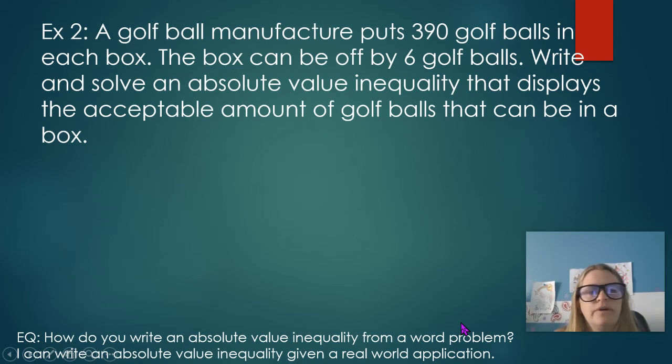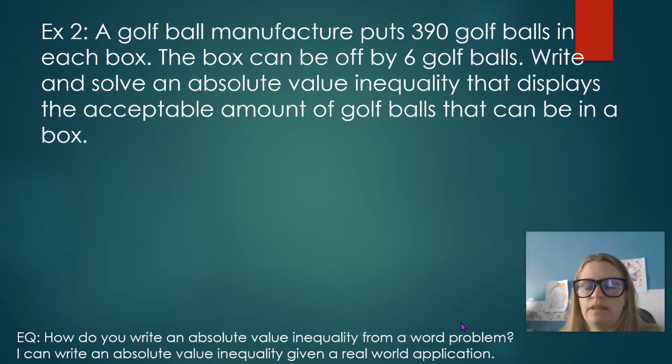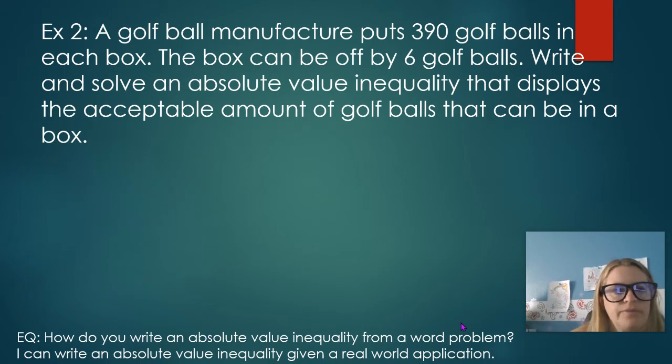All right, so now we have that example 2 that I wanted you to try on your own. So if you didn't try it, pause this, try and set up the absolute value inequality on your own, and then watch this video. All right, so we know that the golf ball manufacturer puts 390 golf balls, so that would be your perfect.